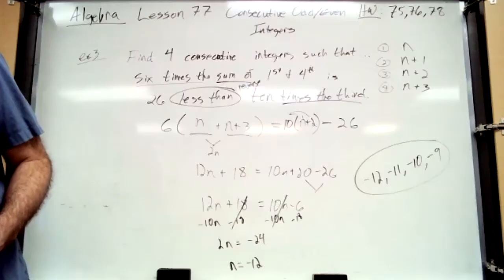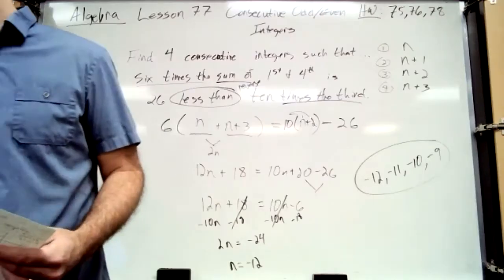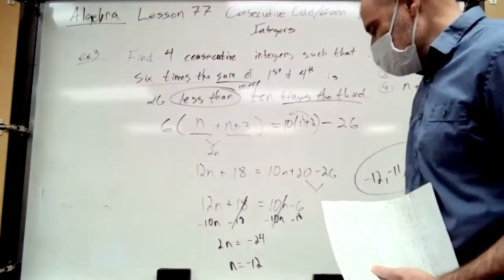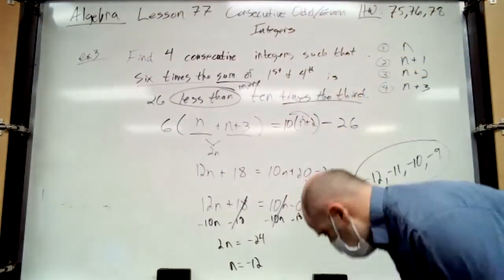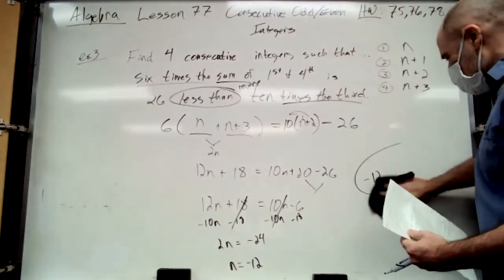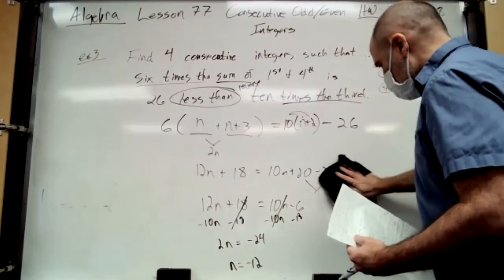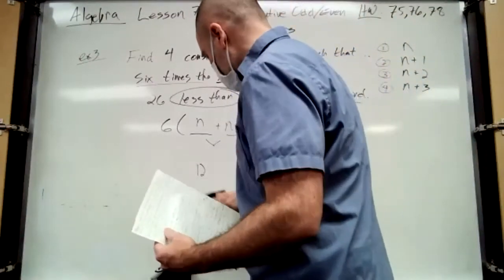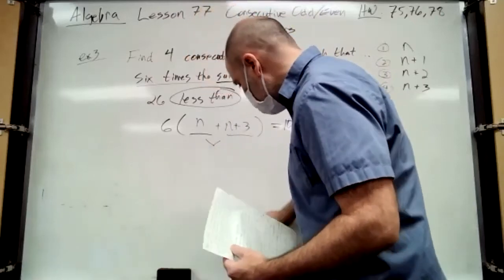So Micah, I know you're just joining us. This is just some review from yesterday or Tuesday. So this was just a review of lesson 76. Now we're going to talk about odd integers. All right, so I'm going to leave this up here. Odd or even, it doesn't matter. But what do you know about odd and even? Give me some examples. Give me an example of 3 consecutive odd integers.